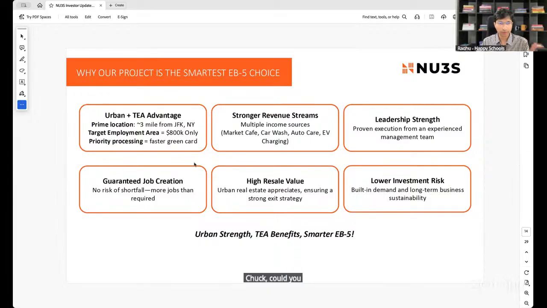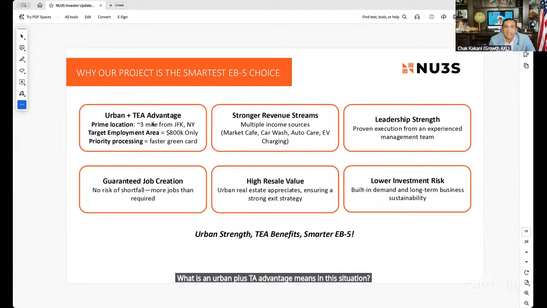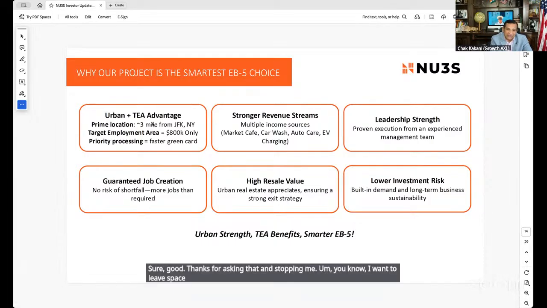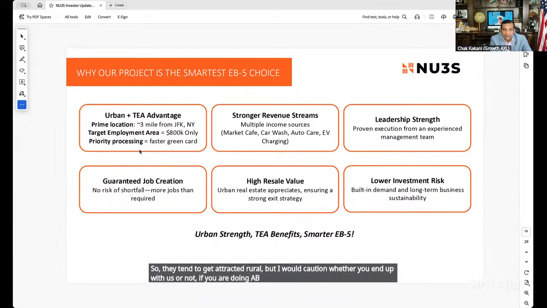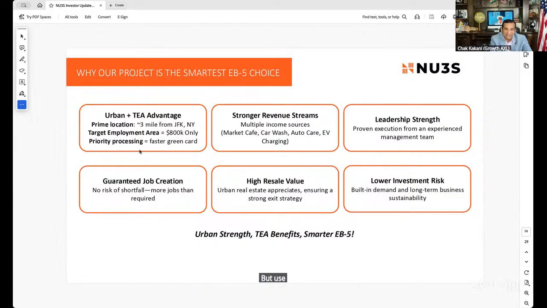Chuck, could you spend a little bit more time here to explain what an urban plus TEA advantage means in this situation? Sure, Raghu. Thanks for asking that and stopping me. I want to leave space for Q&A, right? Of course, but this important point, what you mentioned, most times people, rural has lower wait times, right? High priority in EB-5. So they tend to get attracted to rural. But I would caution whether you end up with us or not, if you're doing EB-5, that's fine. But use this advice, okay, in evaluating any project.